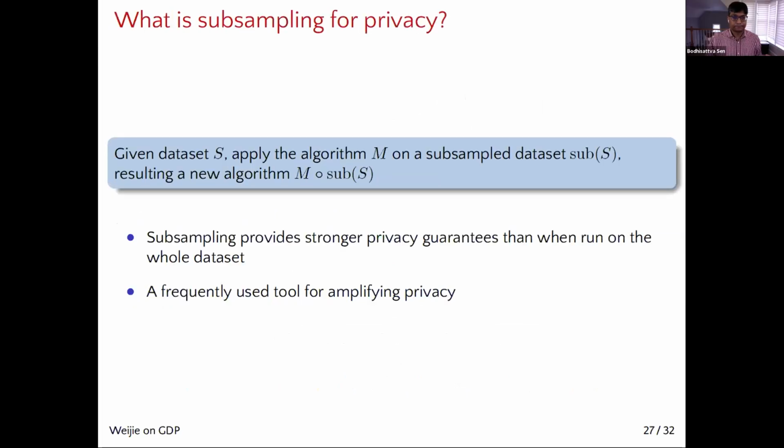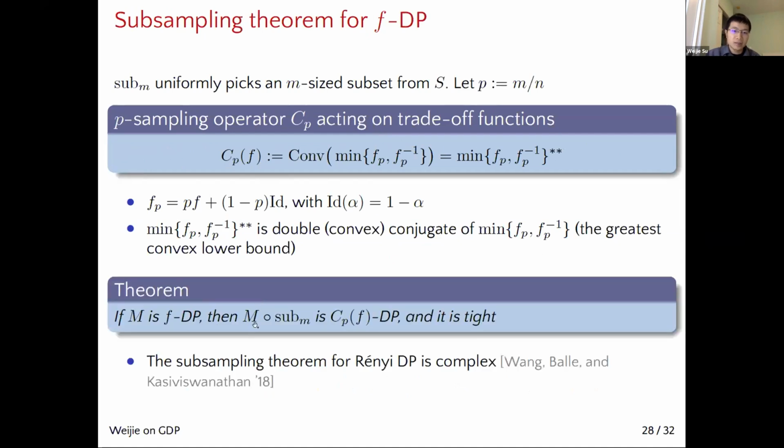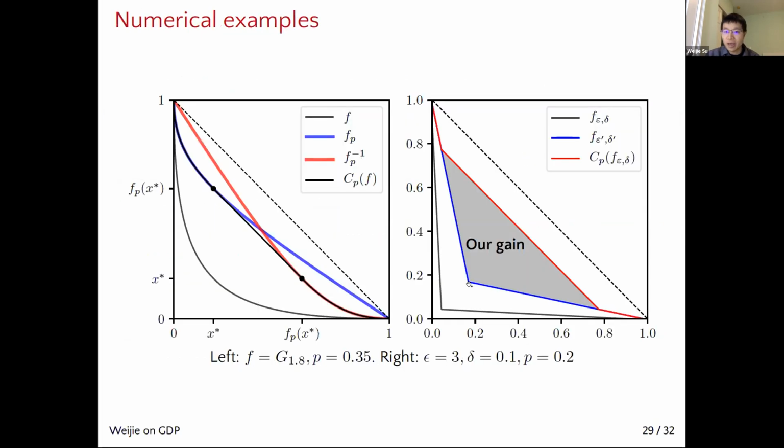Go ahead. Yeah. So the last part is subsampling. Subsampling means that you have large data sets, but only subsample maybe 10% of the data set. So this will guarantee improved privacy. So here this is the subsampling theorem. We only subsample a p portion of the whole data set. And this theorem is saying that the subsampled mechanism is still f-DP, and the trade-off function is given by this formula. Let me go to the result and show you an illustration.